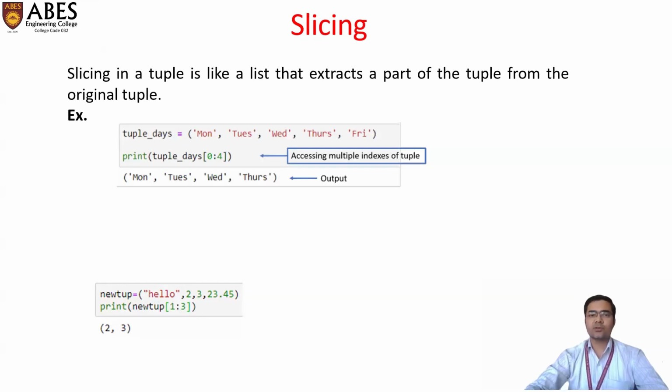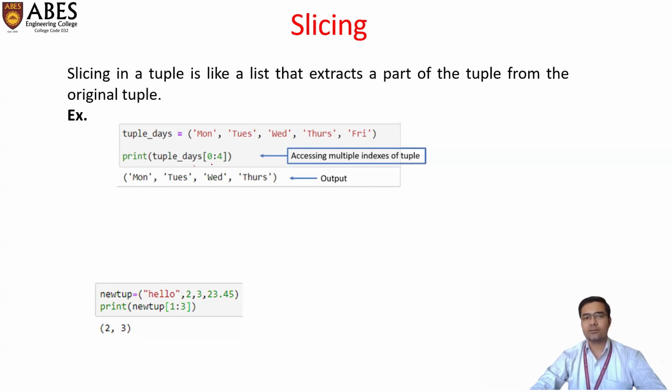Slicing is also an important concept in tuple. Slicing in a tuple is like a list that extracts a part of the tuple from the original tuple. If you have 5 elements in this tuple and you want to print 4 elements, then simply with the help of slice, you can print 4 elements.